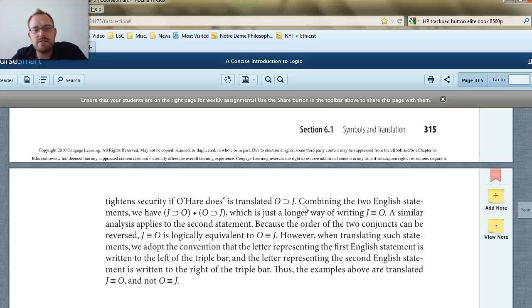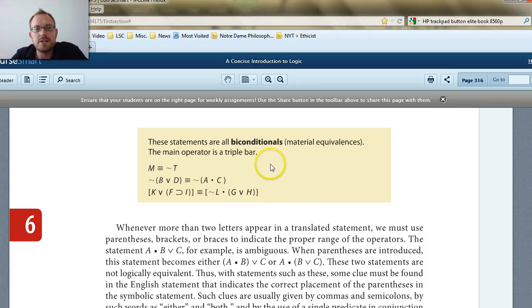And then finally we have the triple bar, or the biconditional, the material equivalence. Here's what it takes a look at. What's the main operator for this phrase? It's not the case that B or D, if and only if, it's not the case that A and C. Many of you may be inclined to say the negation, simply because it comes first. But remember, this negation only applies to what's in the parentheses that directly follow it, which means the main operator is actually the biconditional.